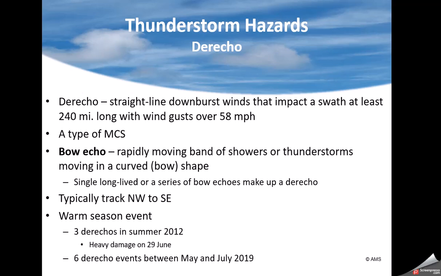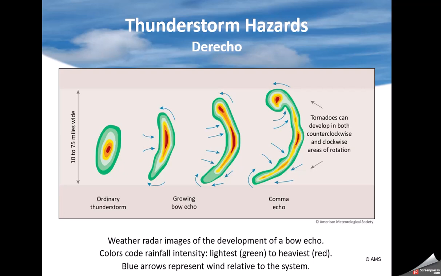Bow echoes or derechos. Derechos must be at least 240 miles long, with wind gusts over 58 miles per hour. They're a type of mesoscale convective system. We talked about clusters of thunderstorms. Typically they track from northwest to southeast, and you can actually see what they look like here.